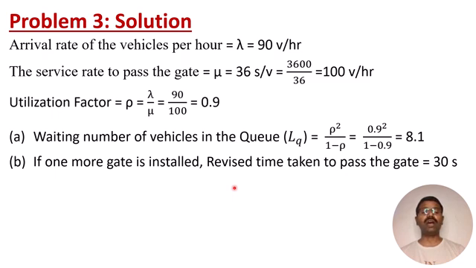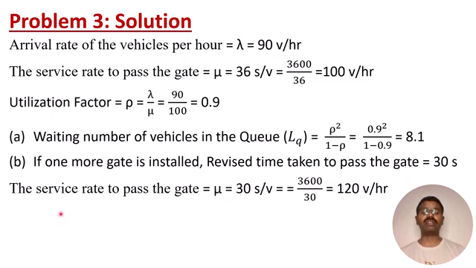So now let us assume that in case B one more gate is installed. If one more gate is installed, the revised time taken to pass the gate is 30 seconds. So that means the service rate is increased because of the installation of one more gate. Now how many vehicles will pass through the gate at this service rate?